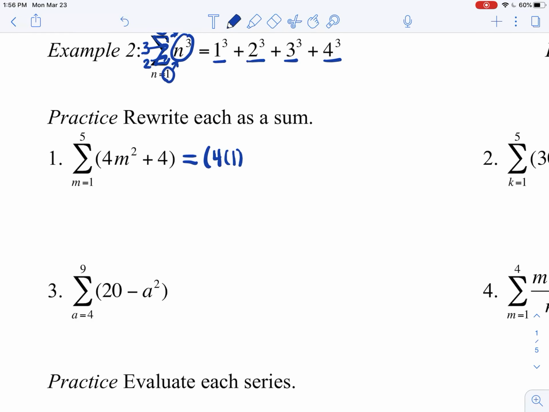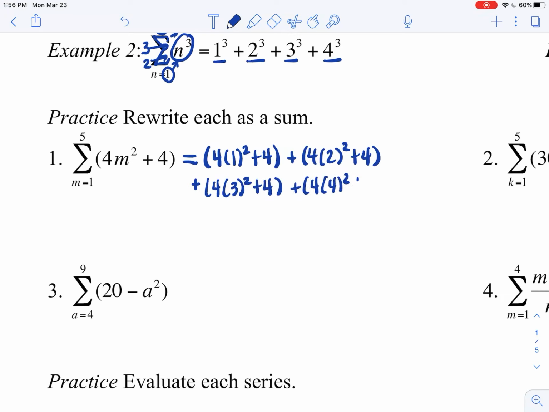So for my first term, it's going to come from doing 4 times 1 squared plus 4. That's my first term. Then my second term is going to be 4 times 2 squared plus 4. And I'm going to keep adding terms together. 4 times 3 squared plus 4. 4 times 4 squared plus 4. And finally, the last one is 4 times 5 squared plus 4.